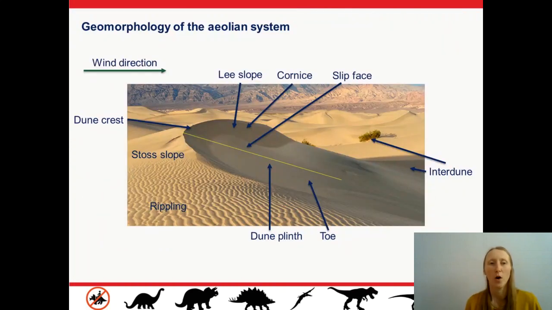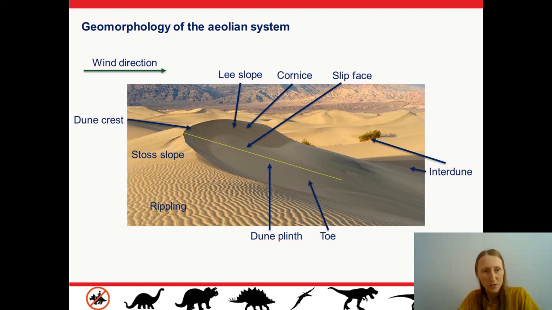So when we think of a hot system, we tend to think of the sand desert, so mostly the semi-arid or arid deserts. If we're looking at the geomorphology of an Aeolian system or a desert system, we're looking at basically the geomorphology of a dune. So on the screen we can see a nice dune and all the labels.